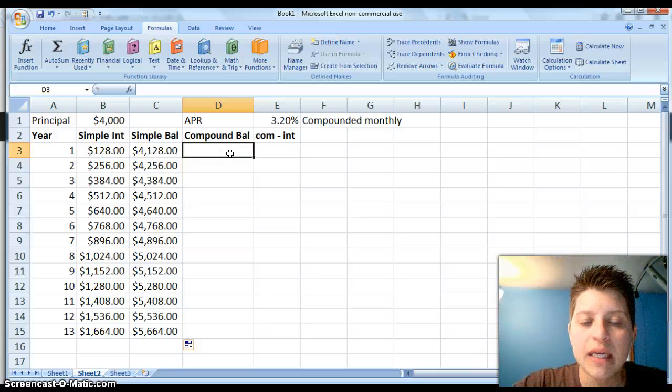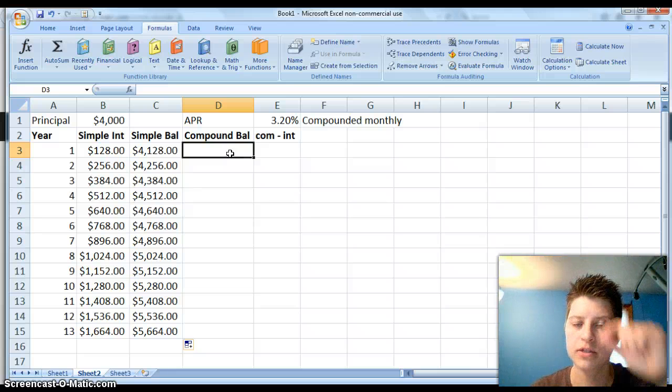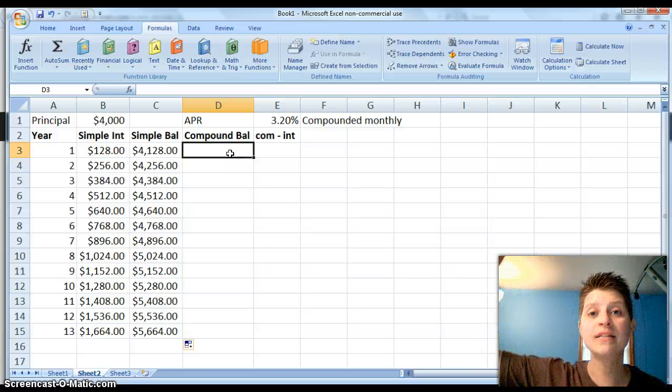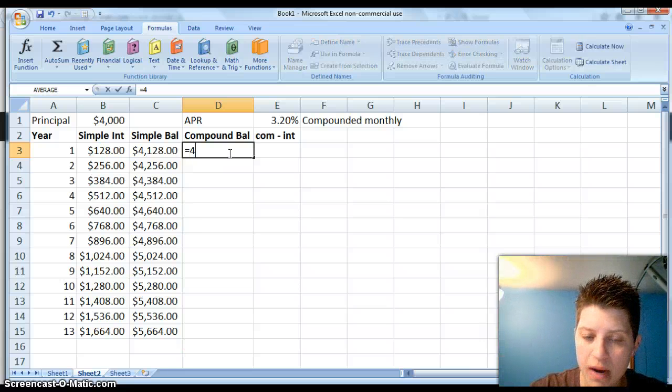All right, so the compound interest formula is where it gets a little interesting. So remember, principal, and then in parentheses, 1 plus the rate divided by the number of times you're compounding, raised to the number of times you're compounding times the number of years. All right, so let's type that in. I start with my principal, $4,000.